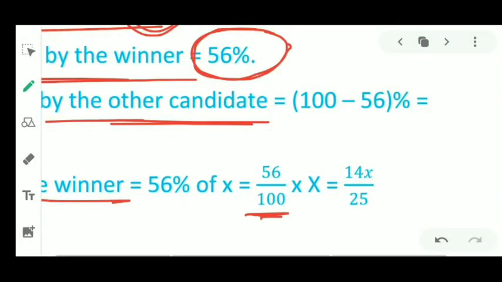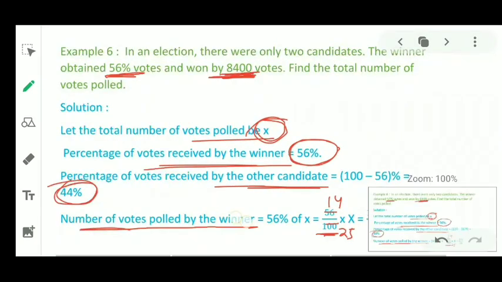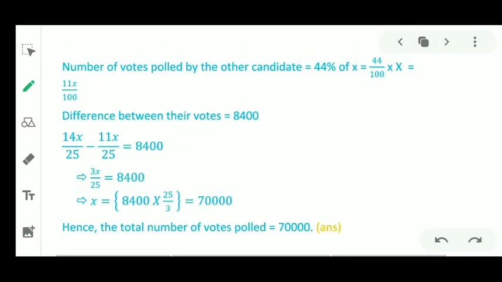Now 14 fours are 56, and 4 into 25 equals 100. So it will become 14x by 25. Clear? Now the number of votes polled by the other candidate equals 44%. So 44% of x equals 44 by 100 into x.